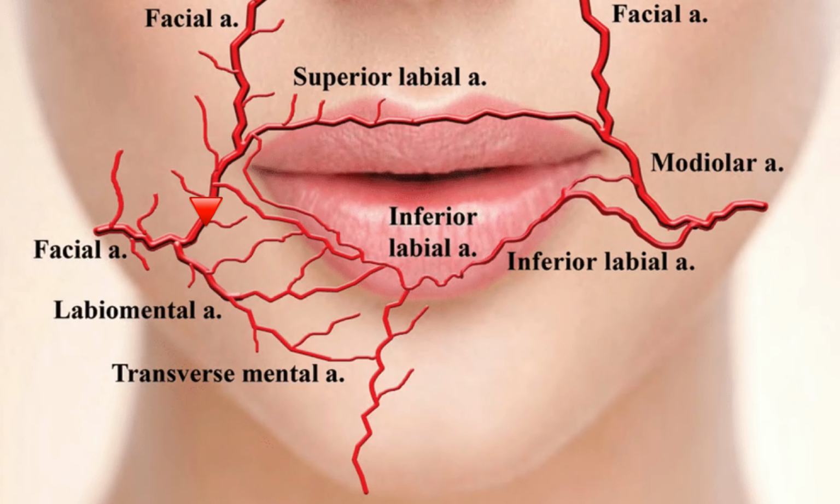The facial artery supplies the superior and inferior labial arteries, which anastomose to provide the dual blood supply to each lip. The arteries lie between the orbicularis oris and the oral mucosa.